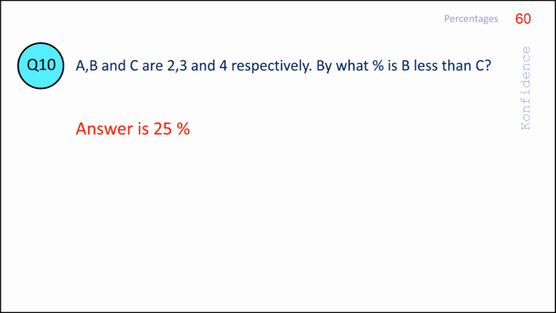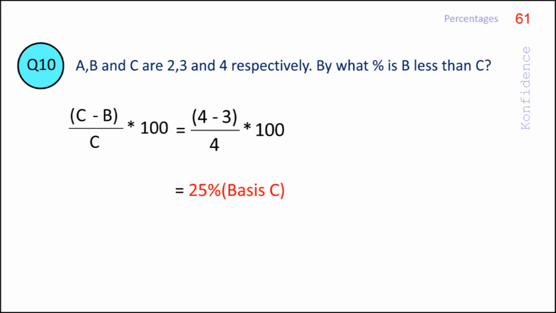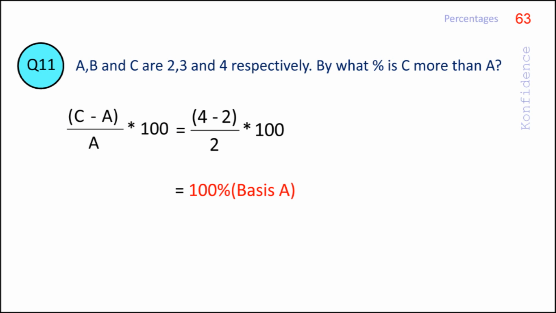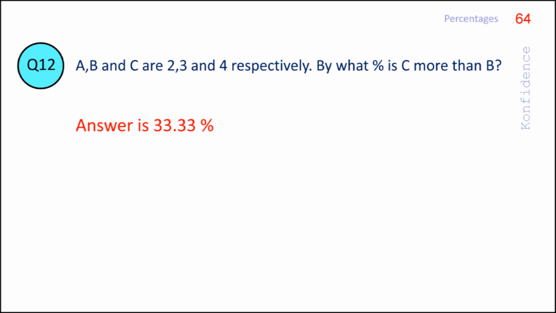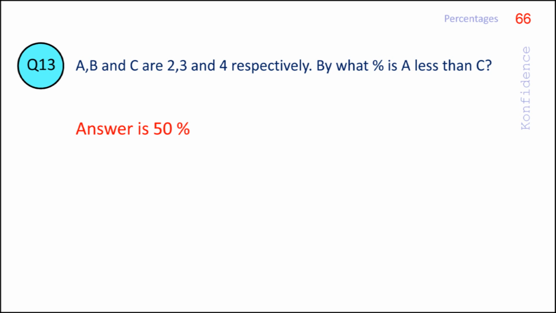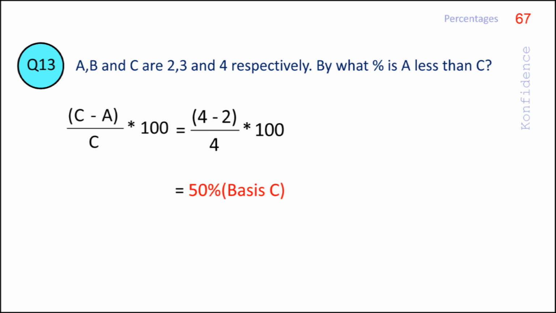In Q10, the answer is 25%, and the basis of finding out the answer is C. In Q11, the answer is 100%, and the basis is A. In Q12, the answer is 33.33%, and the basis of calculation is B. In question number 13, the answer is 50%, and the basis of calculation is C.